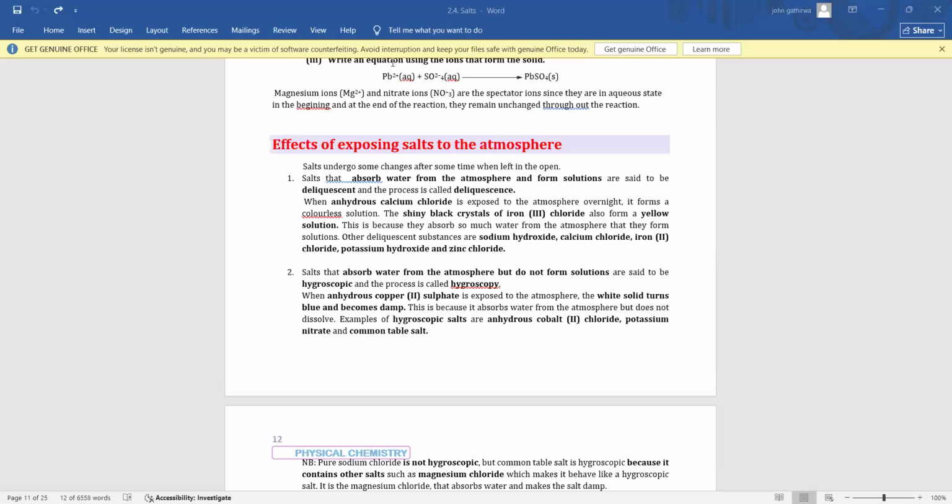The answer is good. Who has an answer for the second question? The expected observation when barium chloride and sodium sulfate solutions are mixed, what are we expecting to see? What will be the observation? Yes, Abdi?